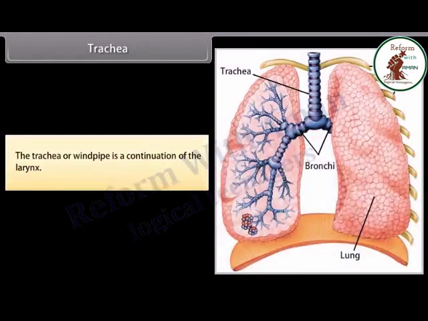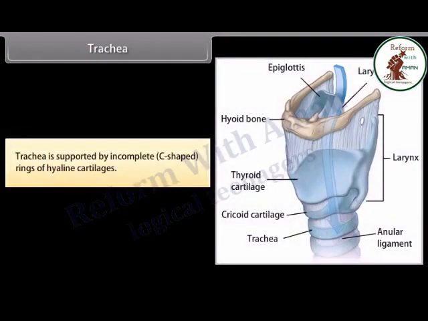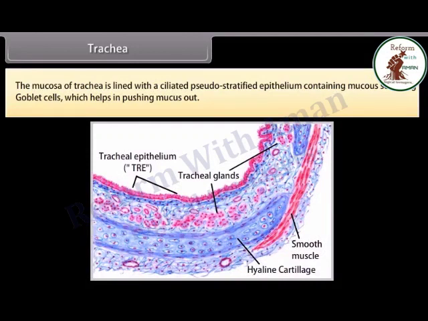Trachea. The trachea or windpipe is a continuation of the larynx. Trachea is supported by incomplete C-shaped rings of hyaline cartilages. The mucosa of trachea is lined with a ciliated pseudo-stratified epithelium containing mucus-secreting goblet cells, which helps in pushing mucus out.